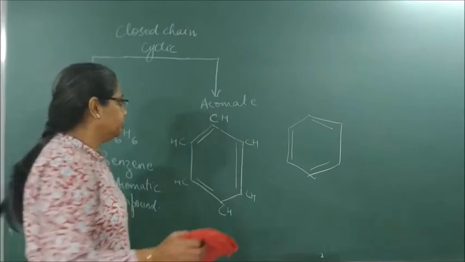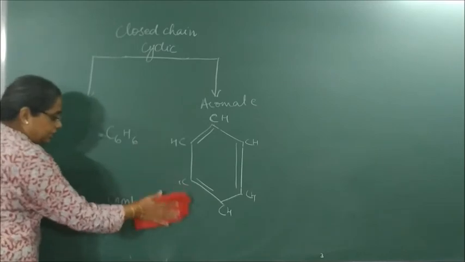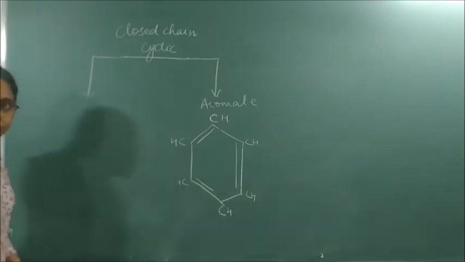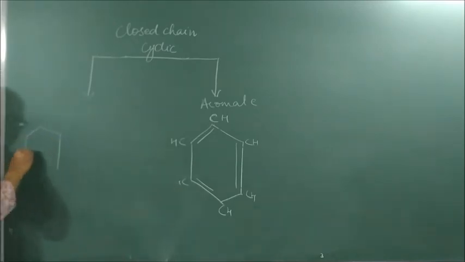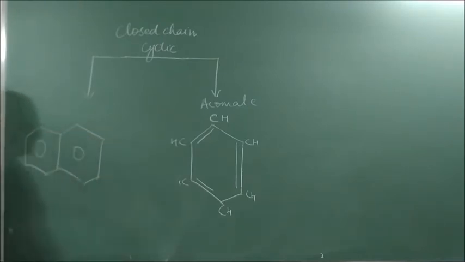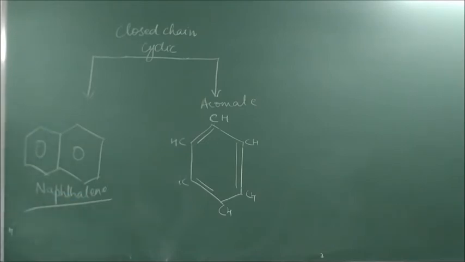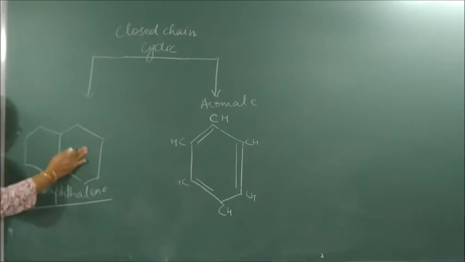Now see the second example: 2 benzene rings together. I take 2 benzene rings together and draw like this. Alternate double and single bonds can also be drawn as a circle inside. So this is called what? Naphthalene. Naphthalene balls are put in cupboards. It is also an aromatic compound. If you don't like drawing the bonds, you can draw a circle.